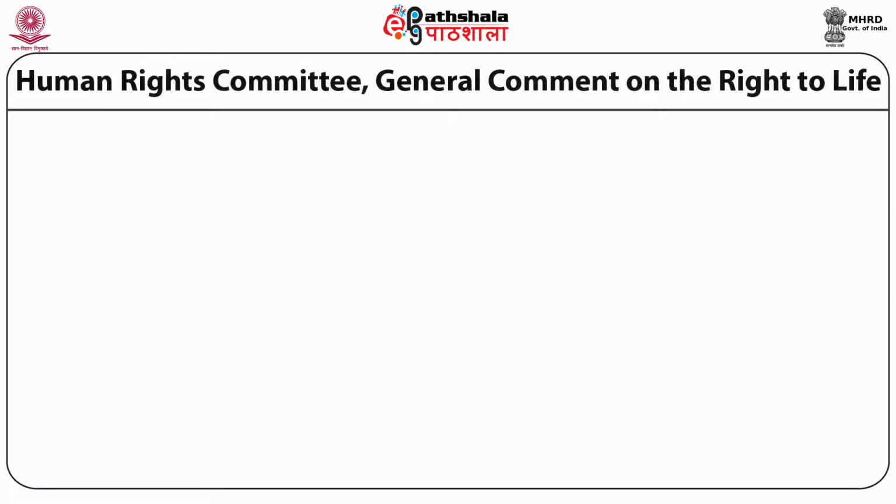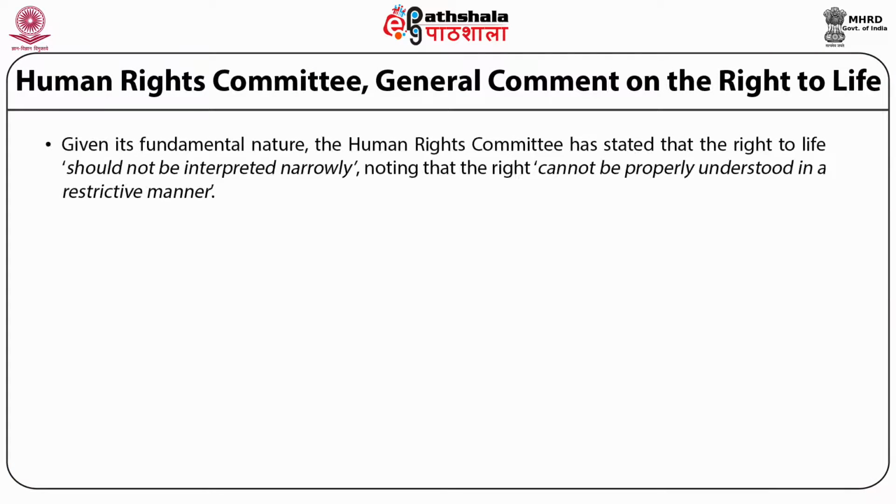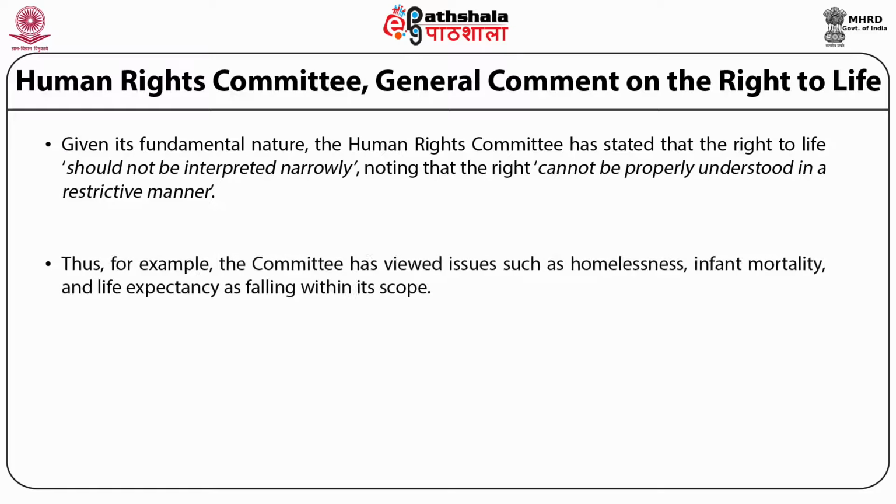Now, given its fundamental nature, the Human Rights Committee has stated that the right to life should not be interpreted narrowly, noting that the right cannot be properly understood in a restrictive manner. Here, the matter of interpretation, as always in any democracy, falls to the courts, the judiciary. Thus, for example, the committee has said that when a domestic court or even the state is interpreting the right to life, it should include within its ambit issues such as homelessness, infant mortality, and life expectancy as falling within its scope. So essentially, the right to life doesn't mean the right to a mere animal existence. The right to life just does not mean the right to live.